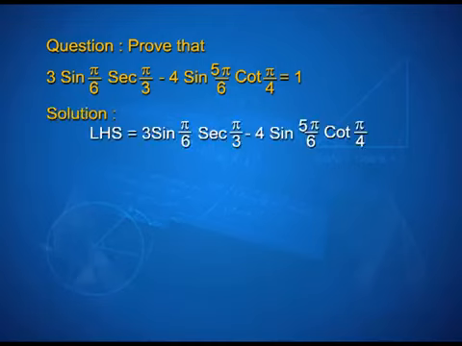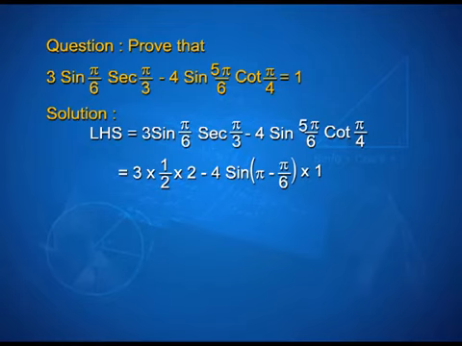Let us take the left hand side as 3 into sin pi upon 6 sec of pi by 3 minus 4 sin 5 pi upon 6 into cot pi upon 4. As the value of sin pi upon 6 is 1 upon 2, we can write this as 3 into 1 upon 2 into 2, 2 is the value of sec pi by 3, minus 4 sin pi minus pi upon 6 into 1, 1 is the value of cot pi upon 4.